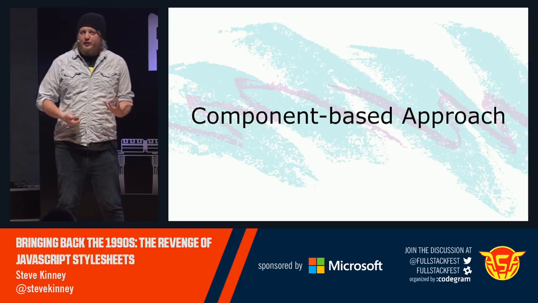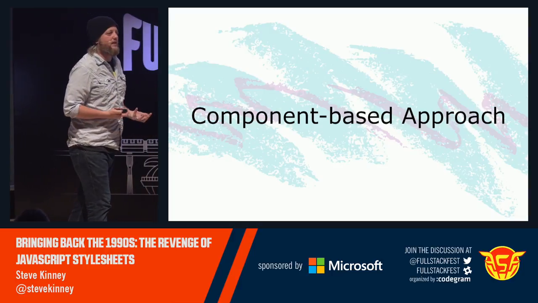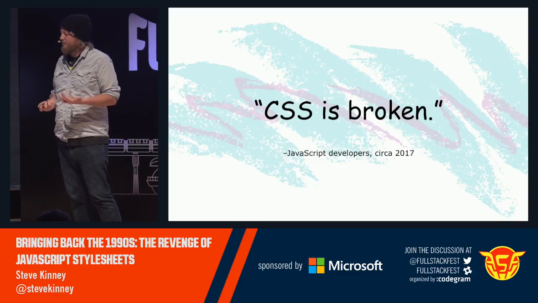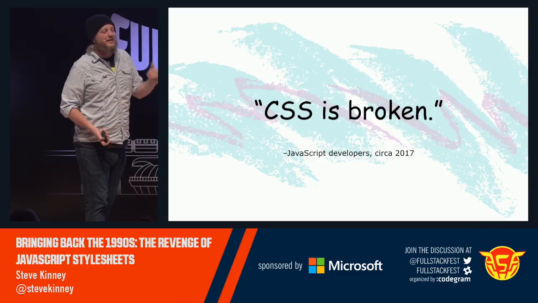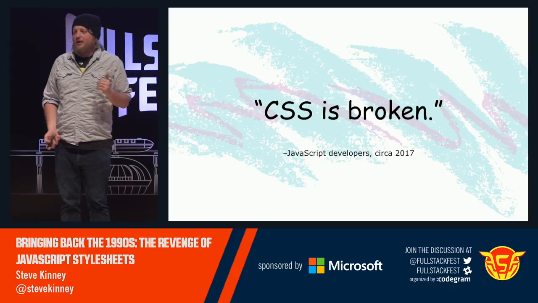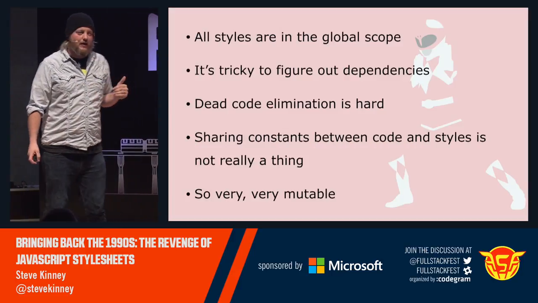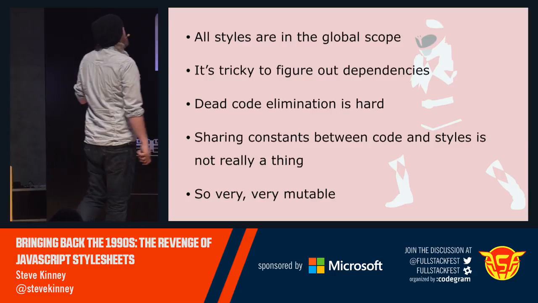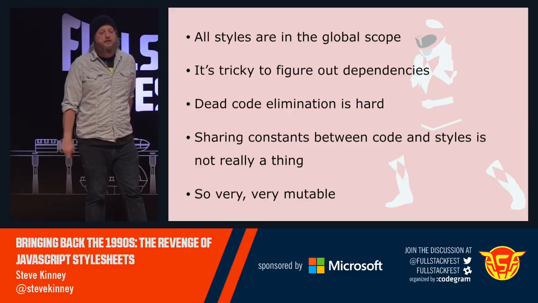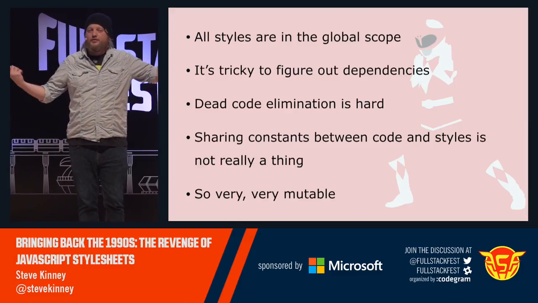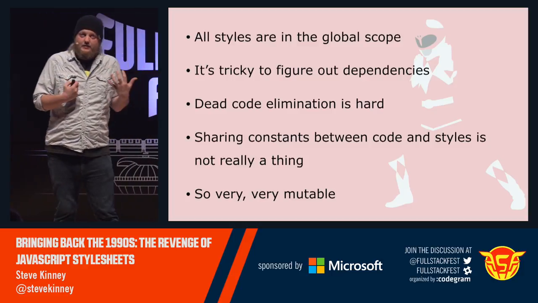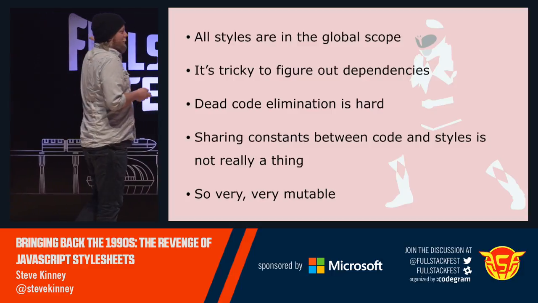But it led us to this new enemy, right, that didn't jive with that way of thinking. And this idea caused many JavaScript developers to go, CSS is broken. Right? Now CSS is broken in that floating something to the left is way harder than it needs to be. But the fundamental paradigm of how we styled web pages was broken. Some of the common complaints are that all styles are in the global scope. It's tricky to figure out dependencies. Dead code elimination is hard. So on and so forth. Like, who knows if something got mutated later? Unclear.